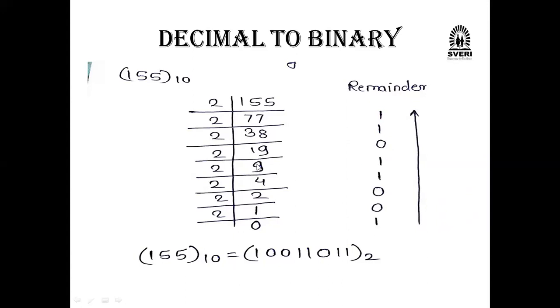So 9 into 2 is 18. 19 minus 18, 1 we have written here. 4 into 2, 8. 9 minus 8 is 1. We have written it here. 2 into 2 is 4, 0 remainder. 2 into 1 is 2. 2 minus 2 is 0. Remainder, that is called 1, we have written here. So from this 1 we have to start here.